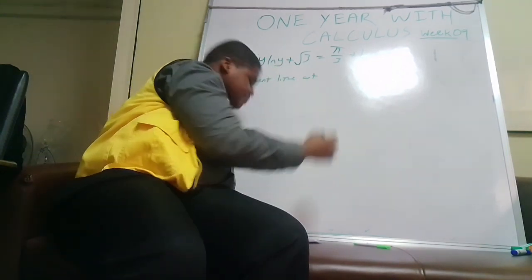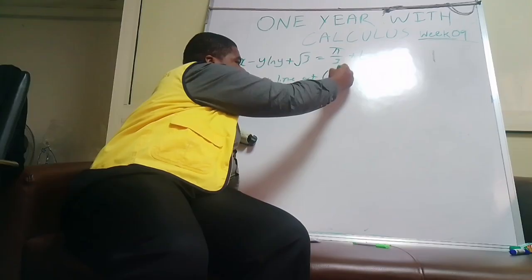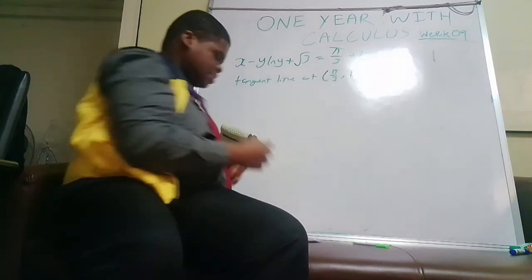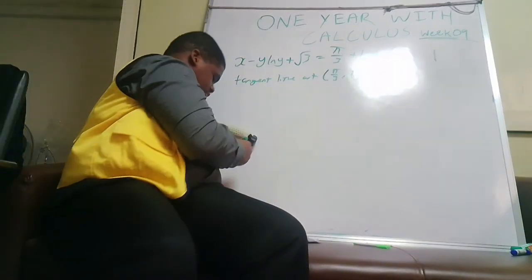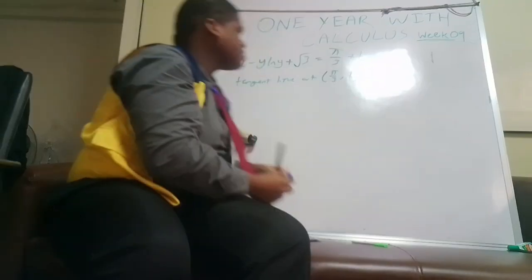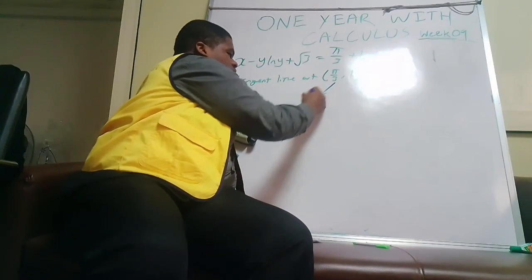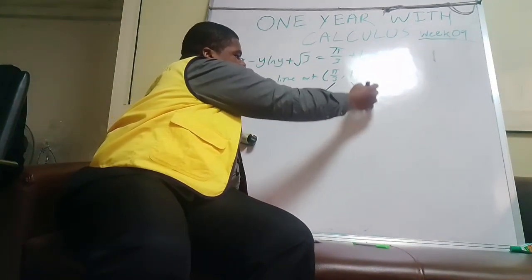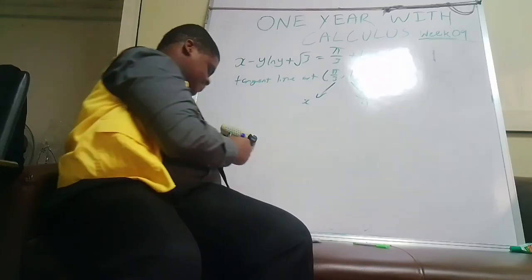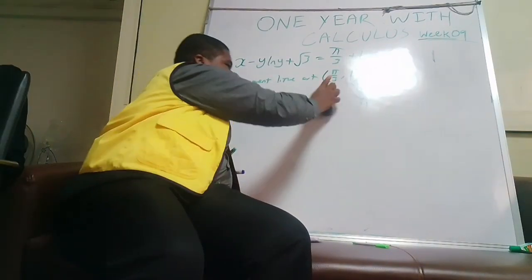at pi over 3, 1. This is when x is equal to pi over 3 and when y equals 1. That's what we have to find.